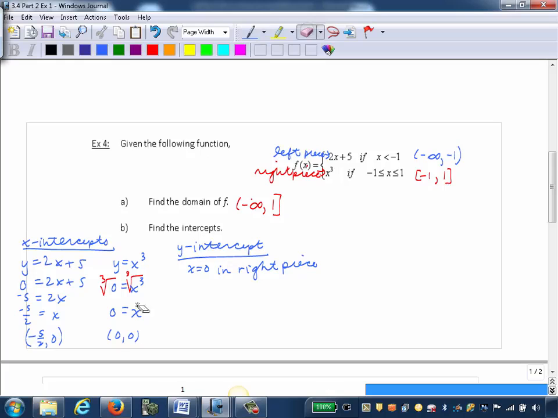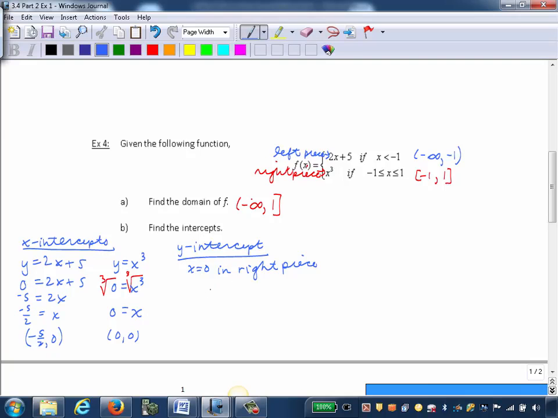Again, we already know in this case because it happened to be 0, 0, but I do want to make sure we verify the algebra for other cases where it wouldn't be the origin. So when I would substitute in, I'd put the 0, 0 cubed in just that right piece, which would obviously give me a y value of 0, which we already verified right here. So we have two intercepts in this function, negative 5 halves, 0 and 0, 0.